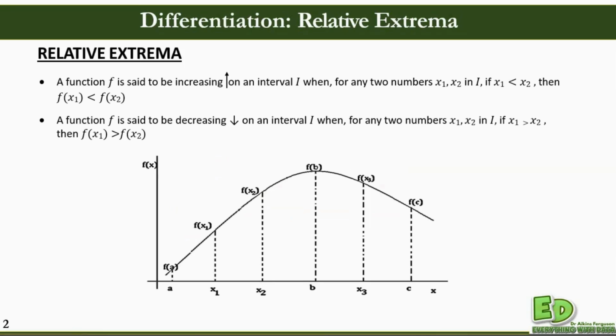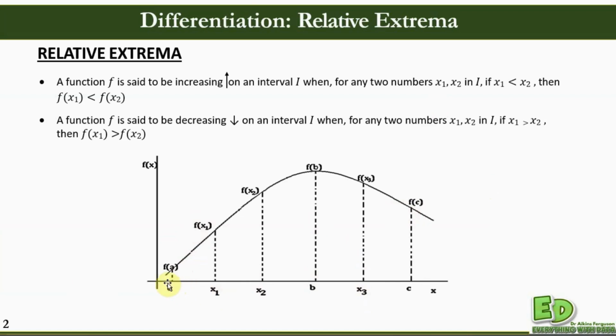Relative extrema. Here we have a diagram that depicts the whole idea about relative extrema. We'll have a range of alphabets or function notations on the curve, just to illustrate what relative extrema talks about. On the x-axis I have A to C, and that consists of x1, x2, B, and x3. On this curve, I have the functional notations f of a to f of c.